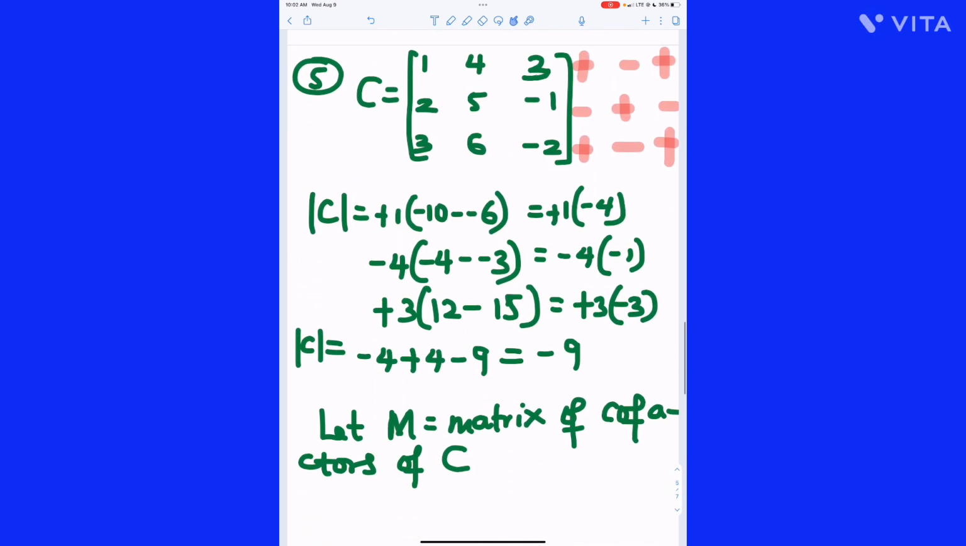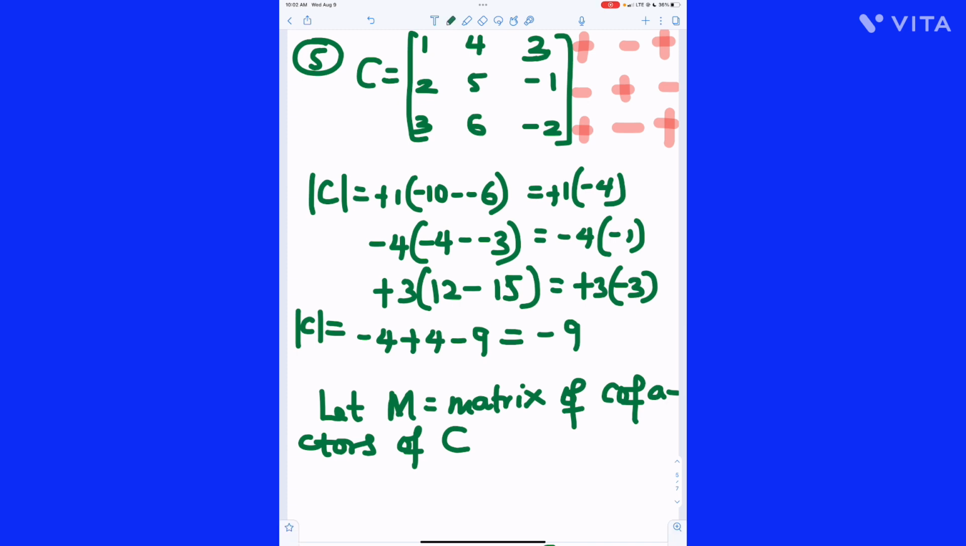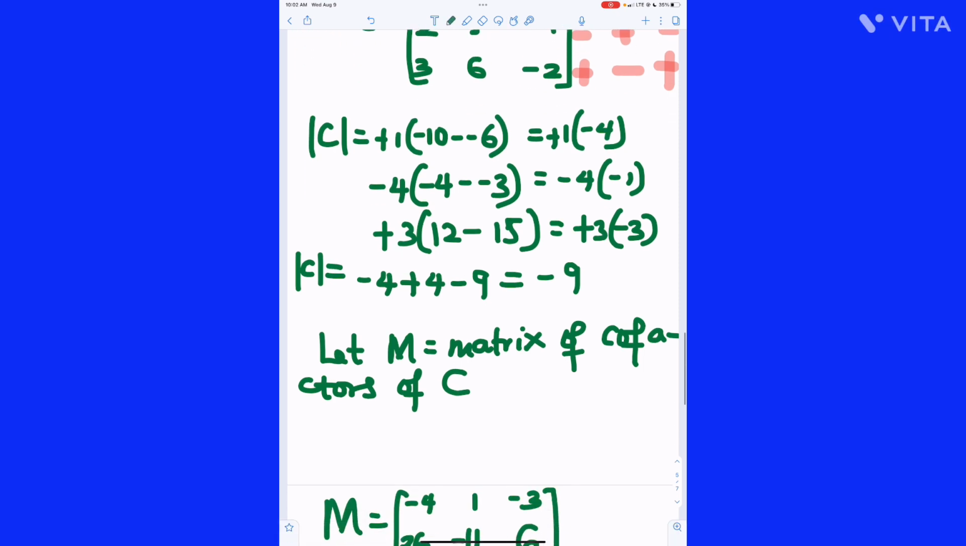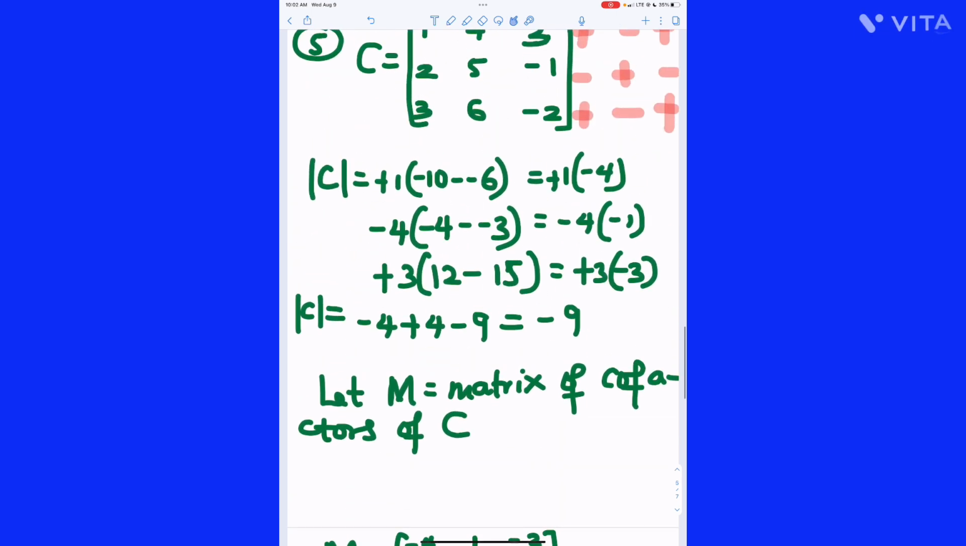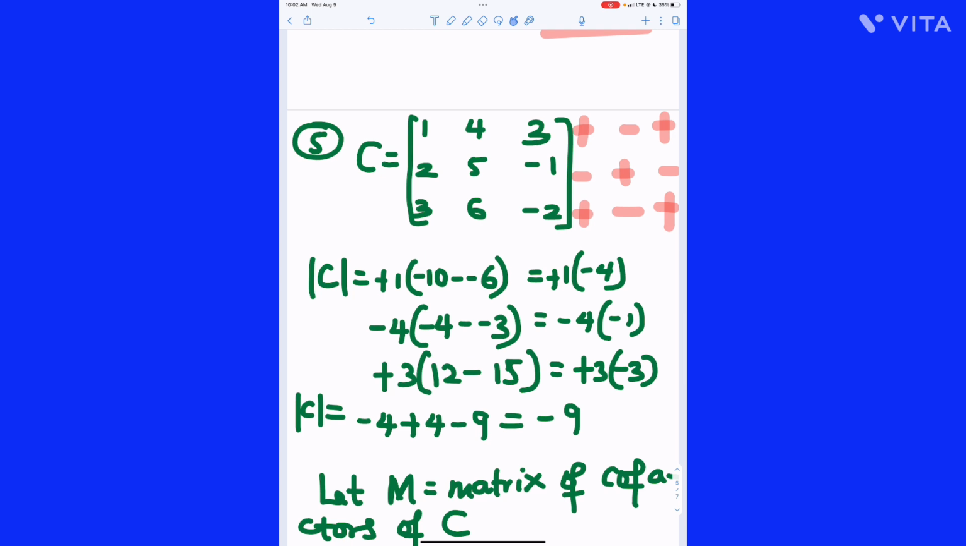The cofactor of 6 should take a what? Should take a negative sign. So minus 7 times minus 1 gives you what? Plus 7. So the cofactor of 6 is what? Plus 7. Lastly, I'll find the cofactor of the element here.